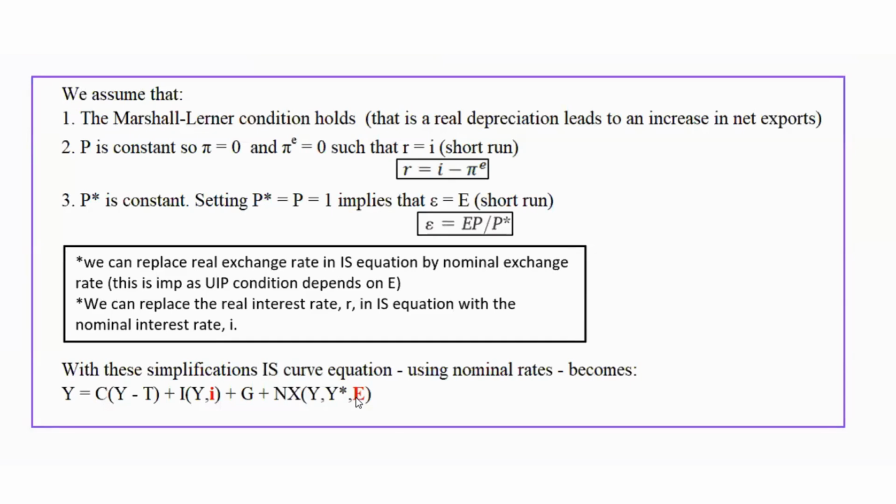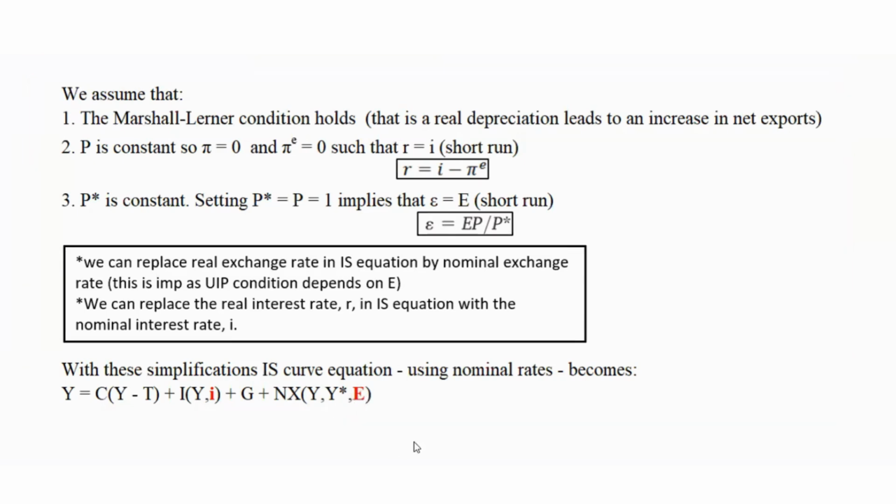Now, this is important because the uncovered interest parity condition depends upon the nominal exchange rate, the way we derived it in chapter 19. And later we'll see that once we look at the third element of this model, which is the UIP, uncovered interest parity condition, we can replace this E with the UIP condition that we've derived in chapter 19.